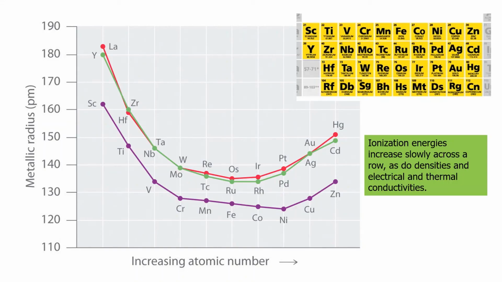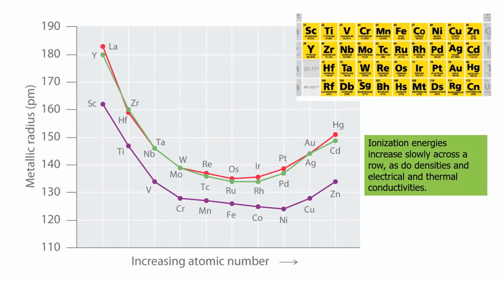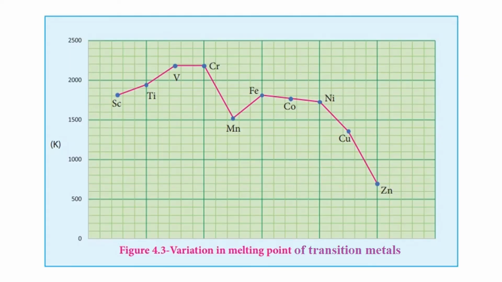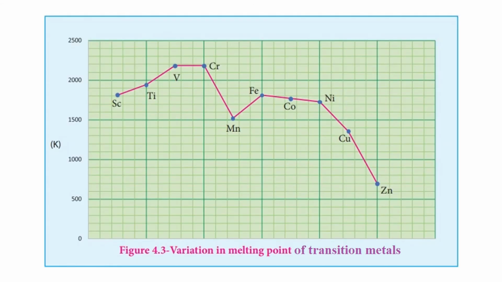And also the general trend is that the ionization energies increase slowly across the row, as do densities. So the densities do increase slowly. If we go back to this one, the densities increase slowly. So do the electrical and thermal conductivities. But there is no trend for the melting points. There is no regular pattern. You can say that it goes up to chromium, goes down to manganese, goes back up again, and then goes down, leading to copper and zinc, where they are the lowest melting points.